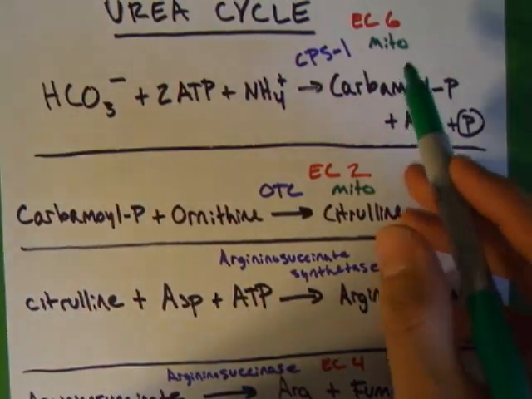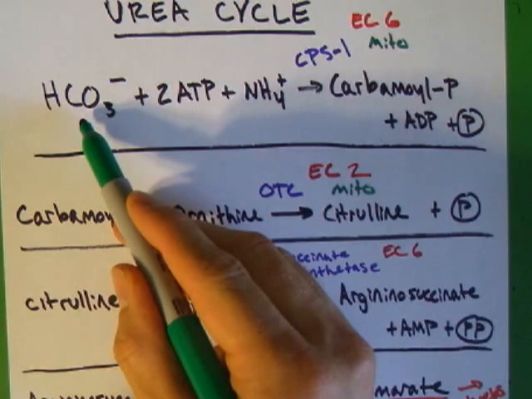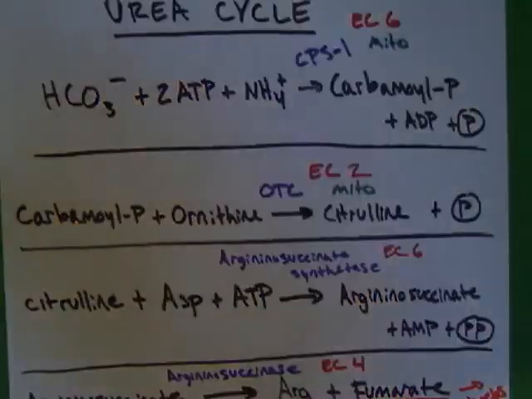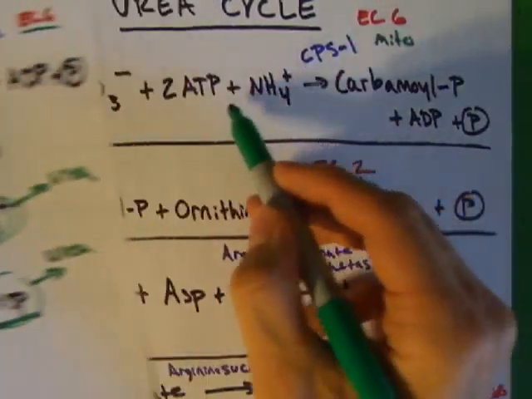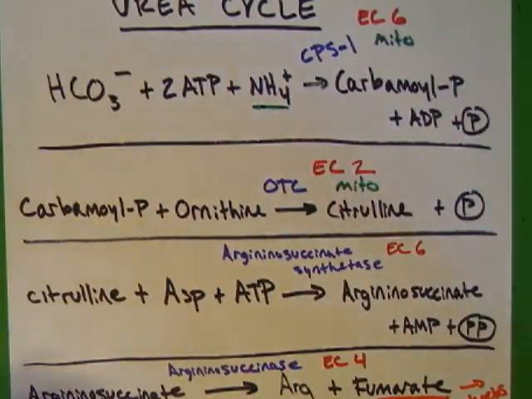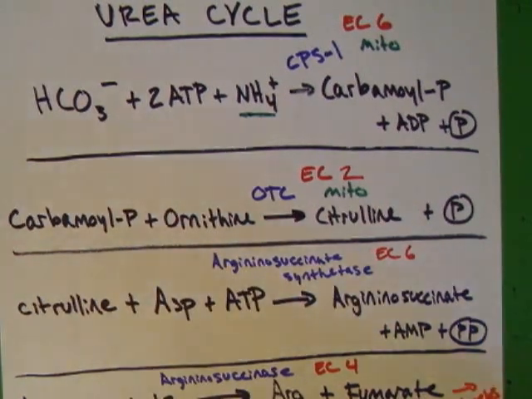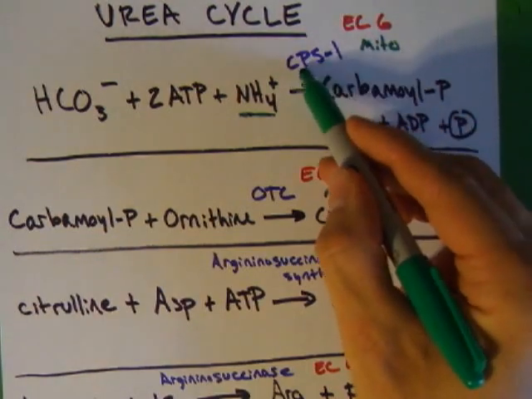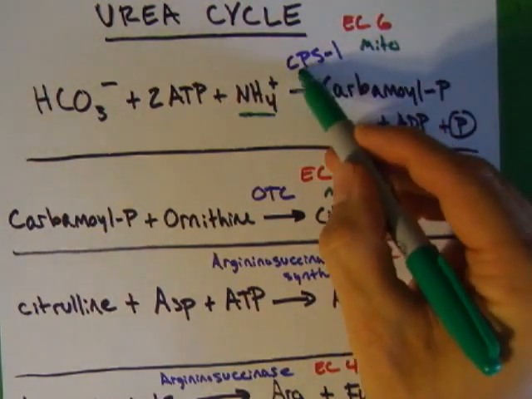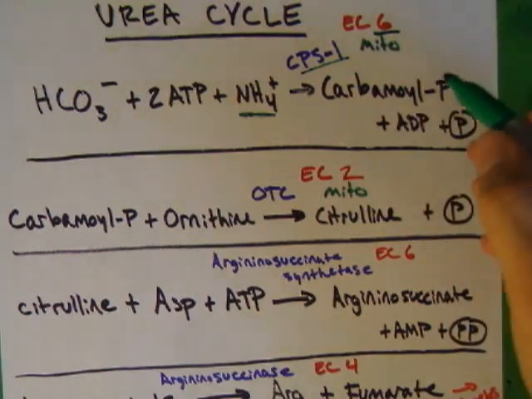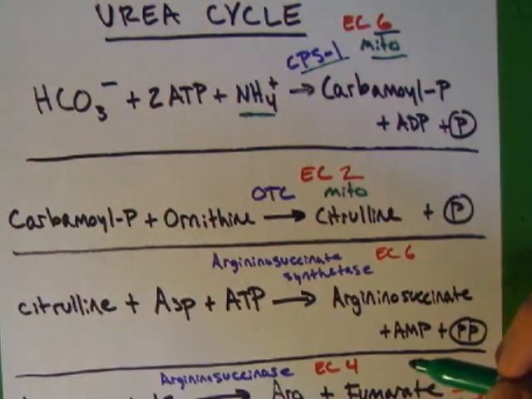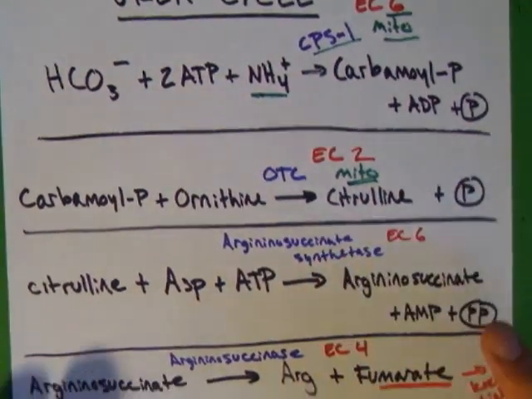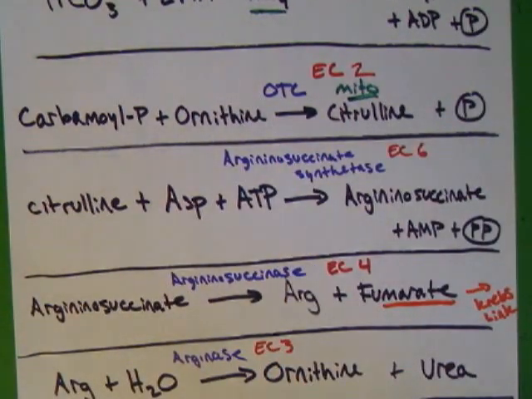The first reaction, you have HCO3 plus 2 ATPs plus the ammonium. So remember, this is off to the urea cycle. Here it is. And that's going to be done by carbamyl phosphate synthetase 1, abbreviated CPS1. It's a synthetase, so it's a ligase, class 6, and it's found in the mitochondria. As far as location, these first two are going to be mitochondria, and the last 3 are going to be cytosol.